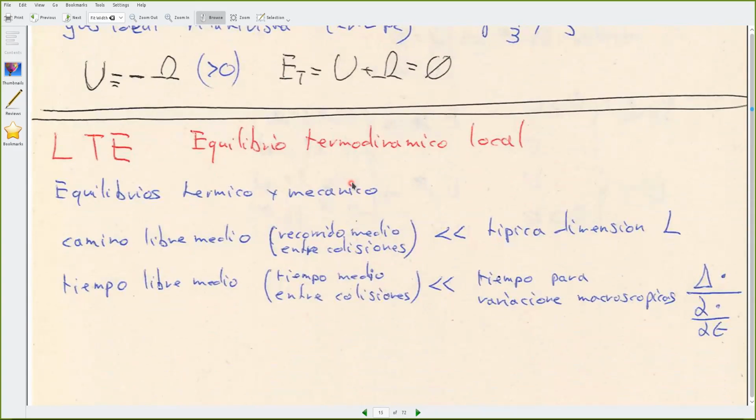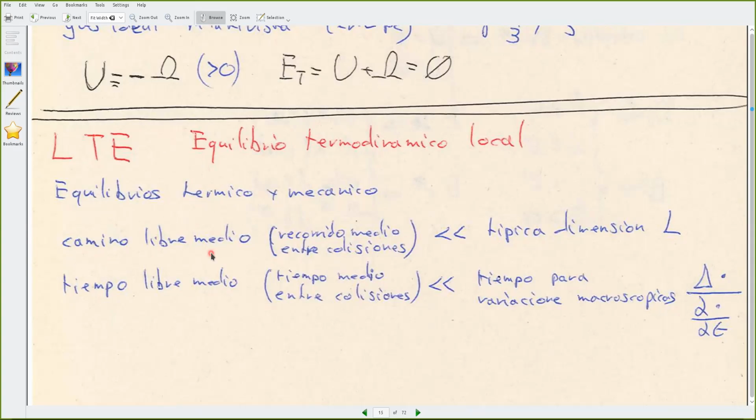Then the simple equation for the consideration: we cannot have a complete local thermodynamic equilibrium, but we can have a local one. That means that we have a thermic and mechanic equilibrium in the gas. Obviously, it cannot be completely thermic because you have a gradient of temperature, but the gradient is really, really small, like 1 degree every kilometer, something like that.